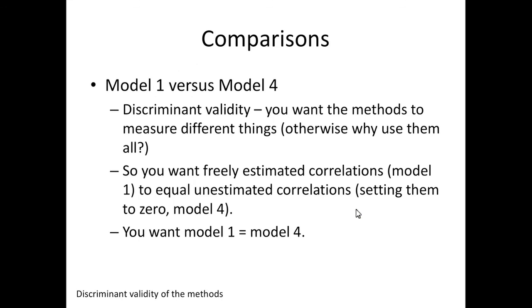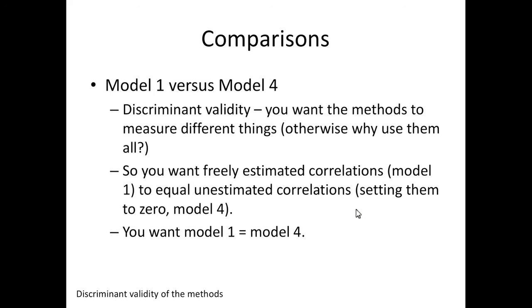So with model 1 versus model 4, we actually don't want them to be different. Okay, so this is a discriminant validity test. We want our methods to be measuring different pieces of variance. Otherwise, why would we use them all? So we're trying to say they're distinct methods. There's a purpose to having multiple scales. So we want to freely estimate the correlations from model 1 to be equal to the 0 correlation in model 4.